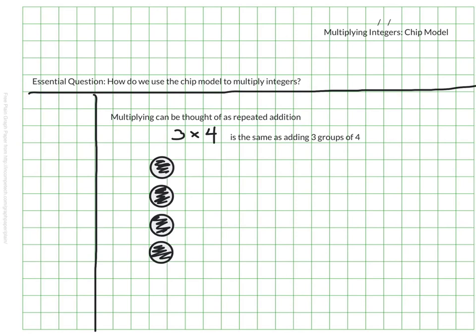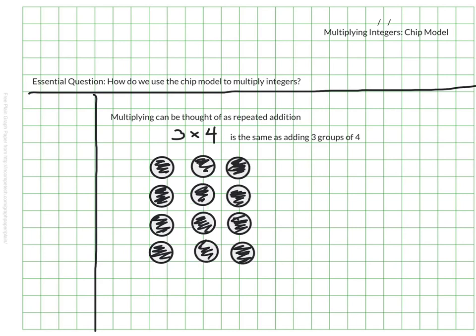In a model, I would have 4 positive chips with either black or yellow as my indication that it's positive. And I would want to add to that, so I would have a total of 3 groups of 4. So of course I have 3 identical groups of 4, and that would mean I would have a total of 12, right? Which we all know.